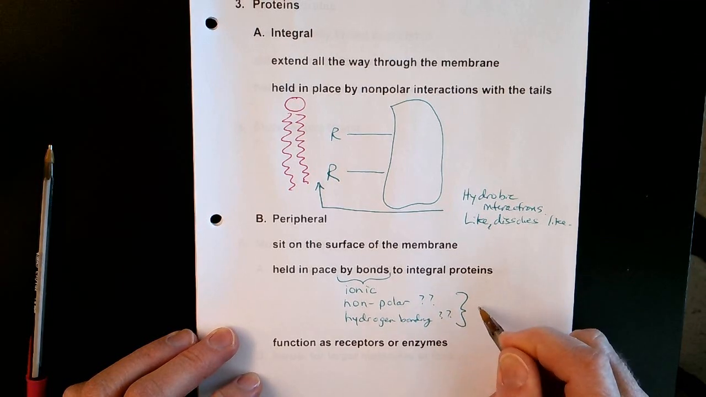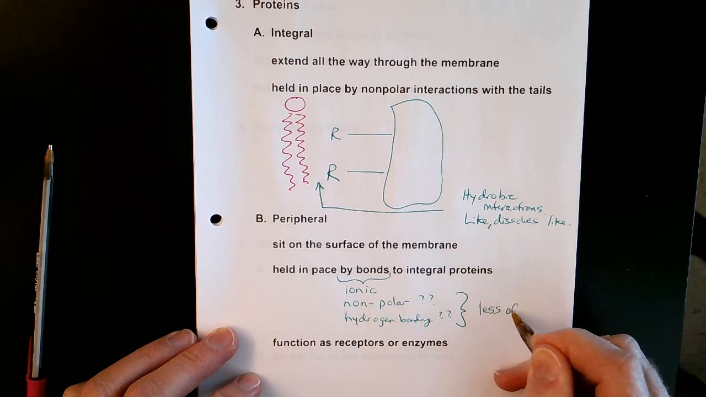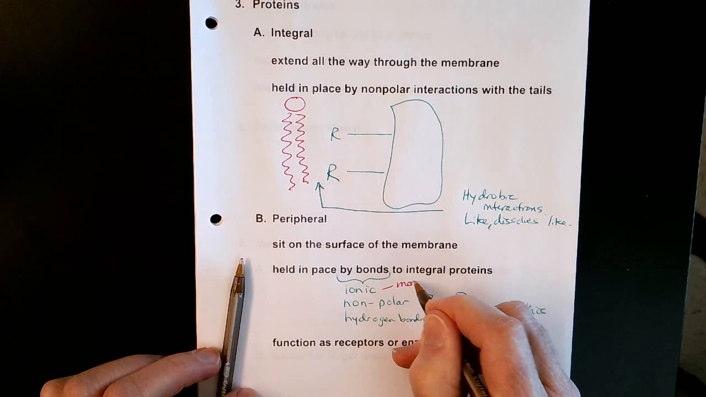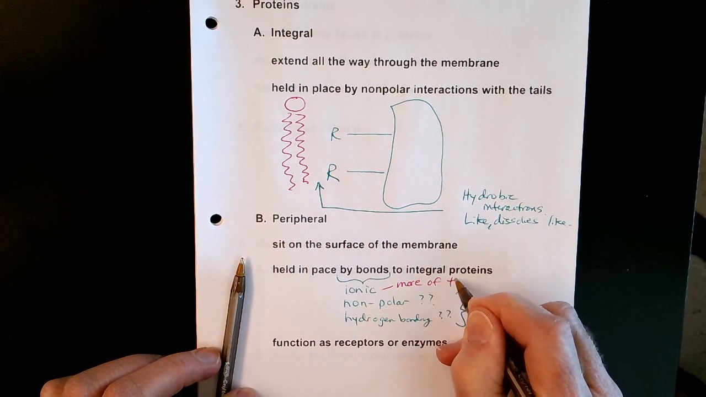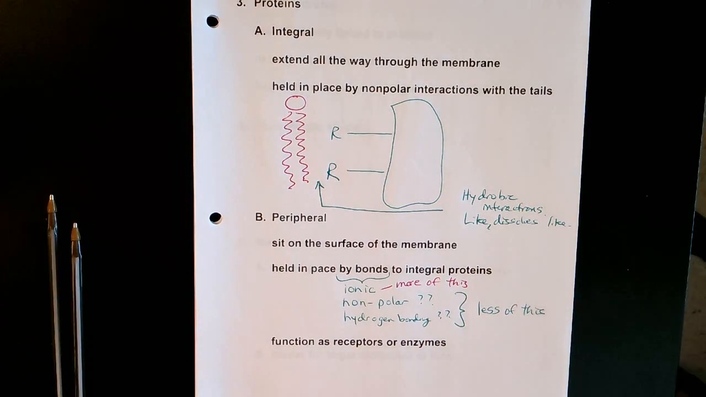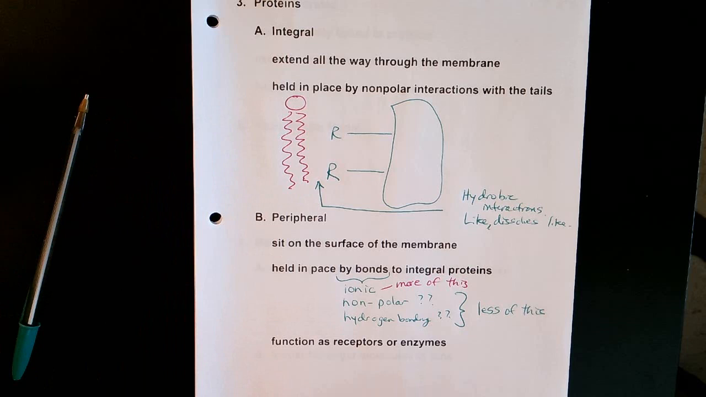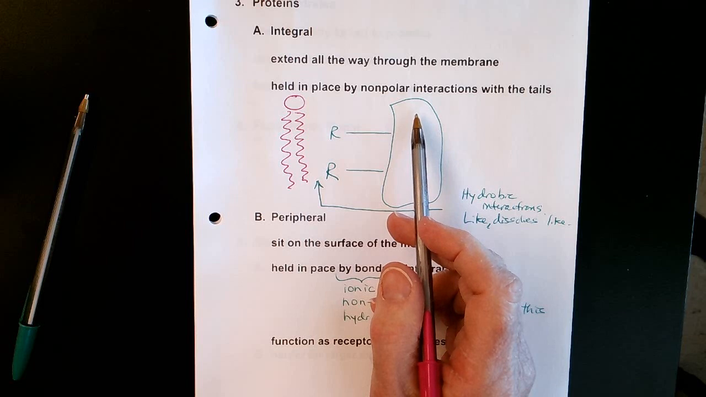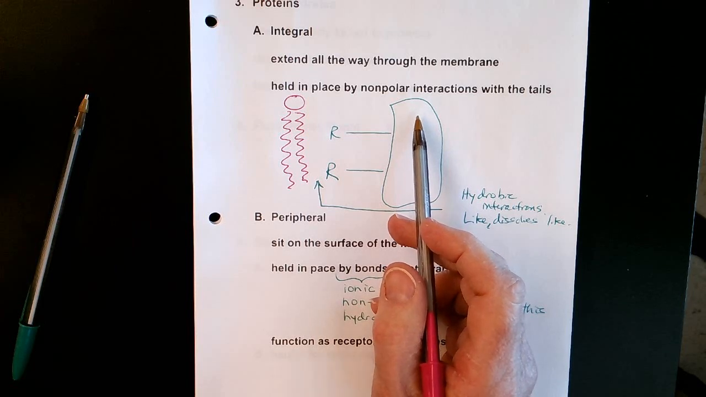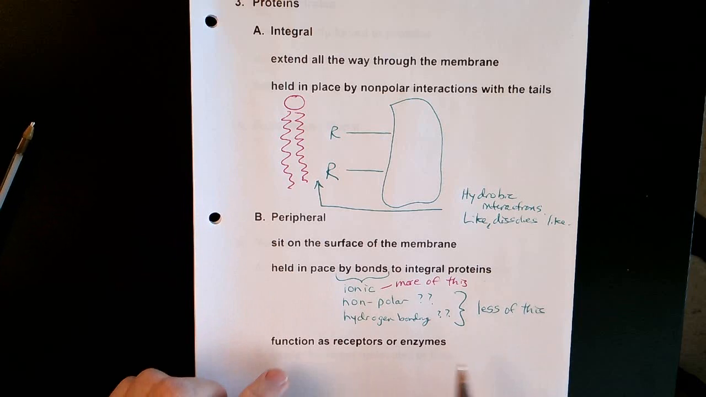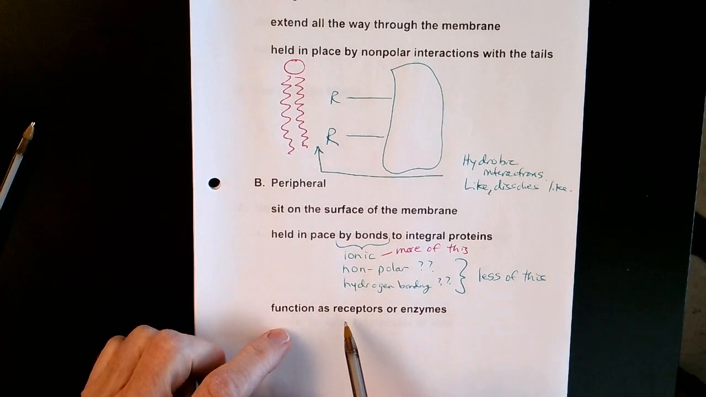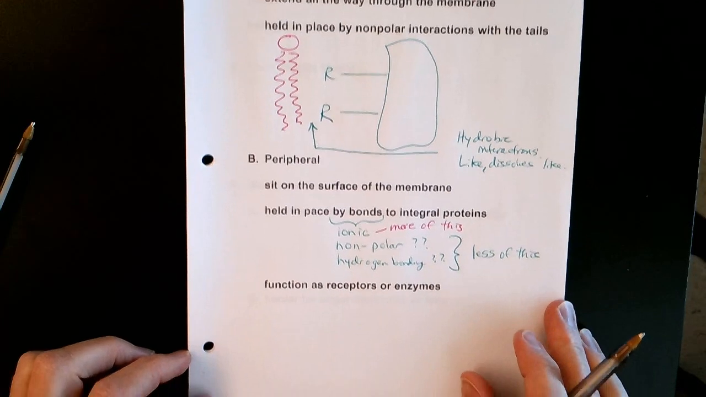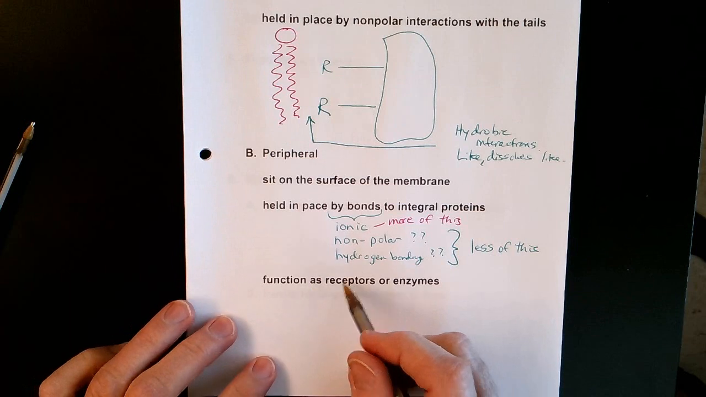So what you would envision is probably less of this because it is on the cell surface, and maybe more of this. For whatever reason, they are able to swim around on the surface, but still not escape the cell. Now, if they're so loosely held that they jump outside the cell, they don't do you any good anymore. That's not the idea. There's a whole category of peripheral proteins that have roles that will matter to us in this class later. They function as receptors or enzymes.